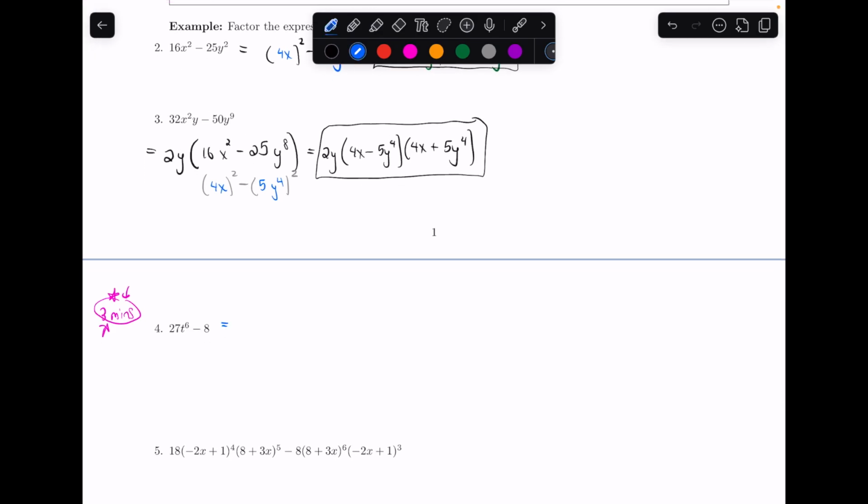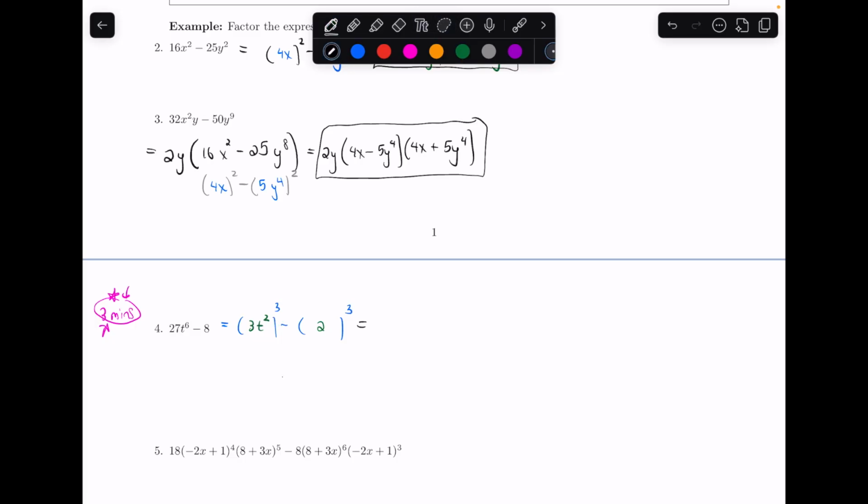Okay, so hopefully you paused it and tried it. So this one, they do not have any common terms that I can take out, but we do have some perfect cubes. Both of these are perfect cubes because 8 is 2 cubed. And this first term would be, I need a 3 and then a t squared, right? Because when I cube that t squared, the powers multiply and I get t to the 6th. So I do get some perfect cubes.